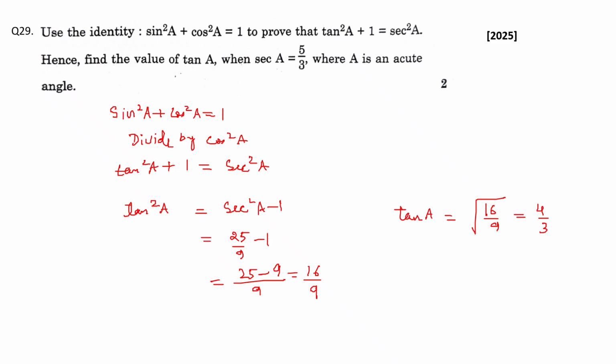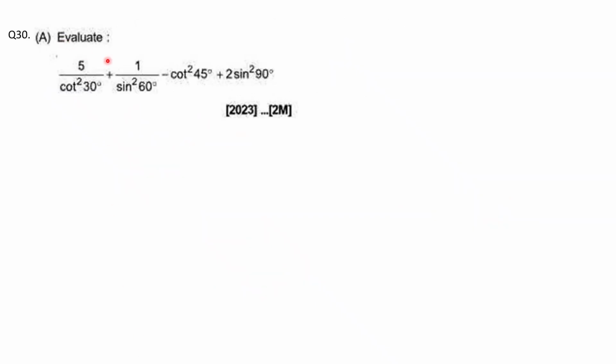Now moving to question number 30. Evaluate this: 5 by cot square 30 degree plus 1 by sine square 60 degree plus... So cot 30 value is root 3, so cot square 30 will be 3. Sine 60 value will be root 3 by 2, so sine square 60 will become 3 by 4. So 3 will be here and 4 will get multiplied here.